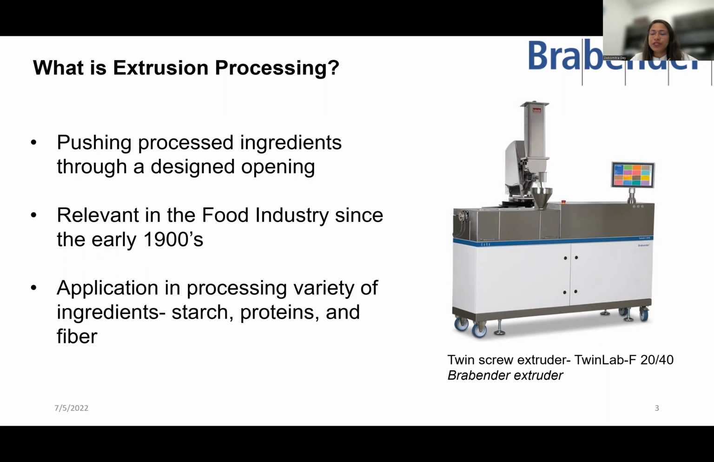So extrusion is basically the science where you're trying to push a material. You're firstly processing the ingredient inside a closed barrel, and then trying to push that material out through a designed opening. While we say designed opening, the material through which the processed ingredient comes out is called a die.